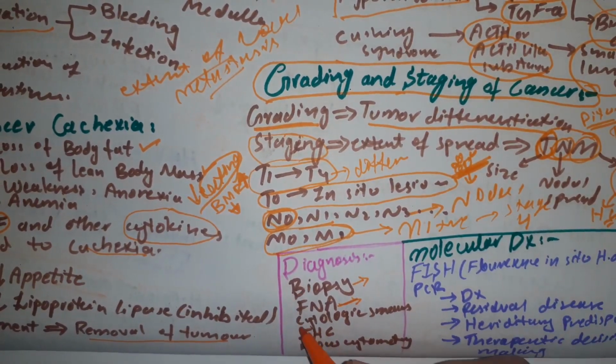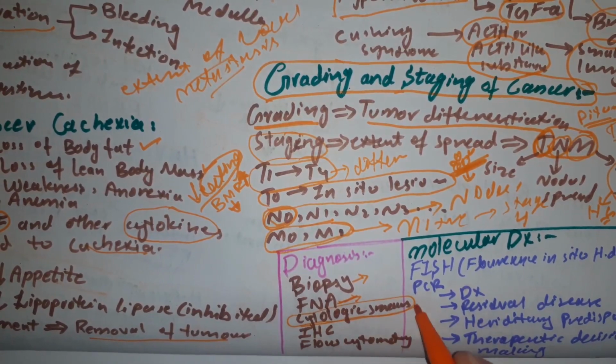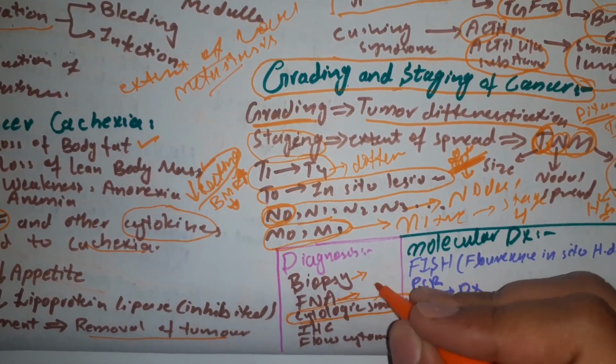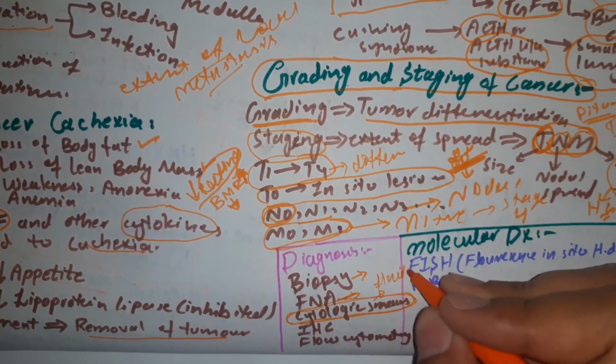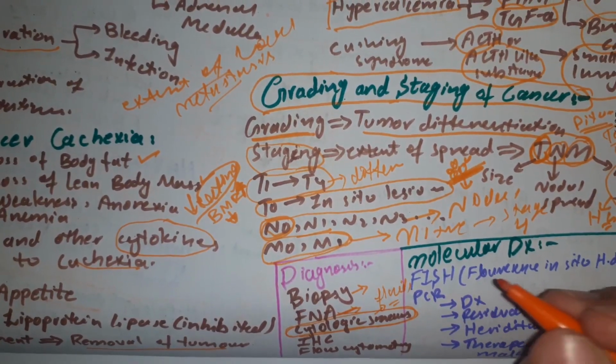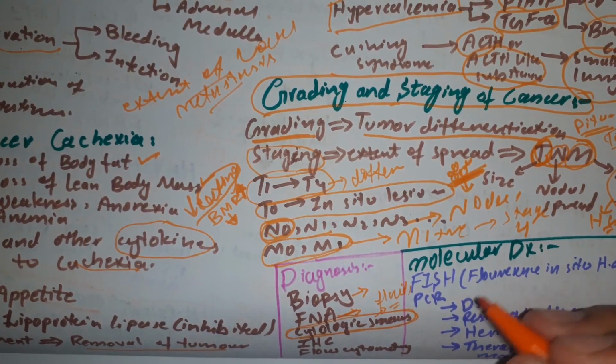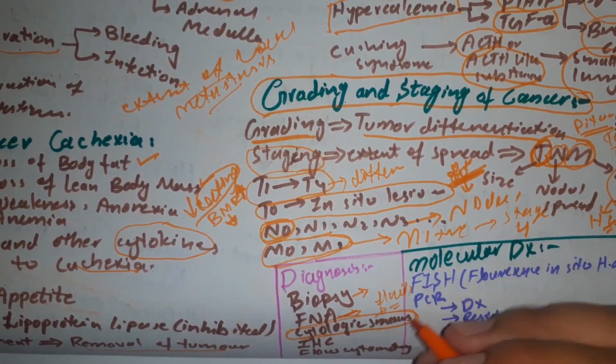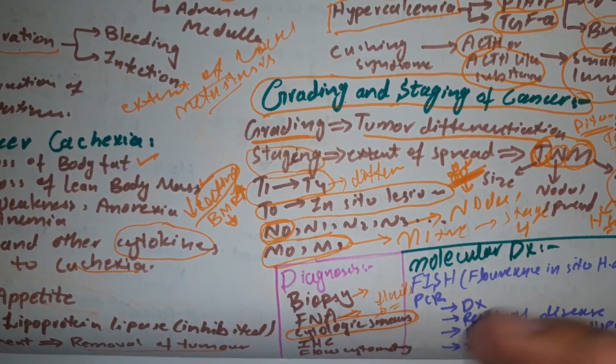Next is cytological smear. It is basically collection of cancer cells from the fluids. Cancer cells are discohesive, or we know that they downregulate the E-cadherin protein, due to which they fall into body fluids, and from these body fluids they can be observed under the microscope, and it is basically used in the diagnosis of cervical cancer.